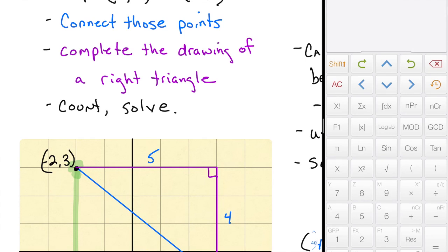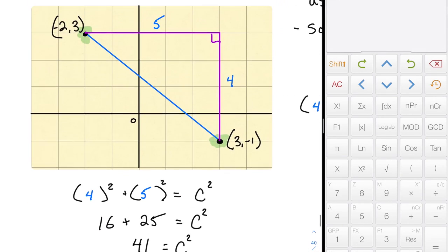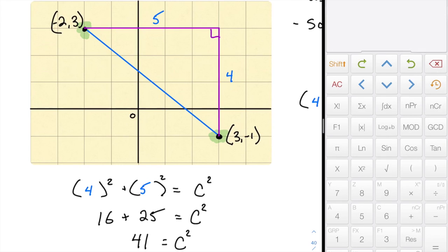You count up the side lengths. They're 5 and 4. You solve the problem using Pythagorean theorem, and you get approximately 6.4 units. That's it, right? Very, very simple. If you are a visual person, this is a great strategy for you.